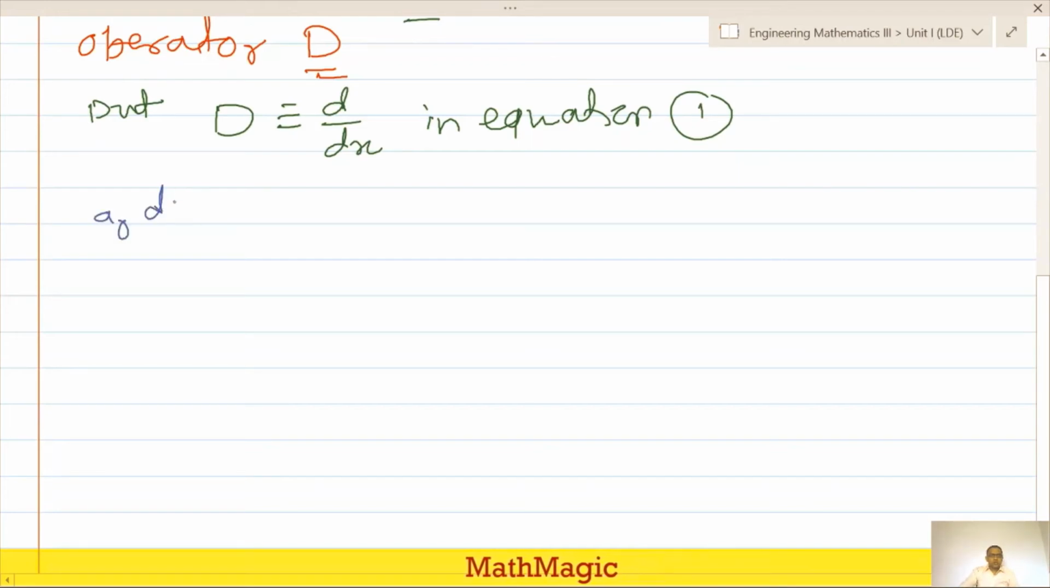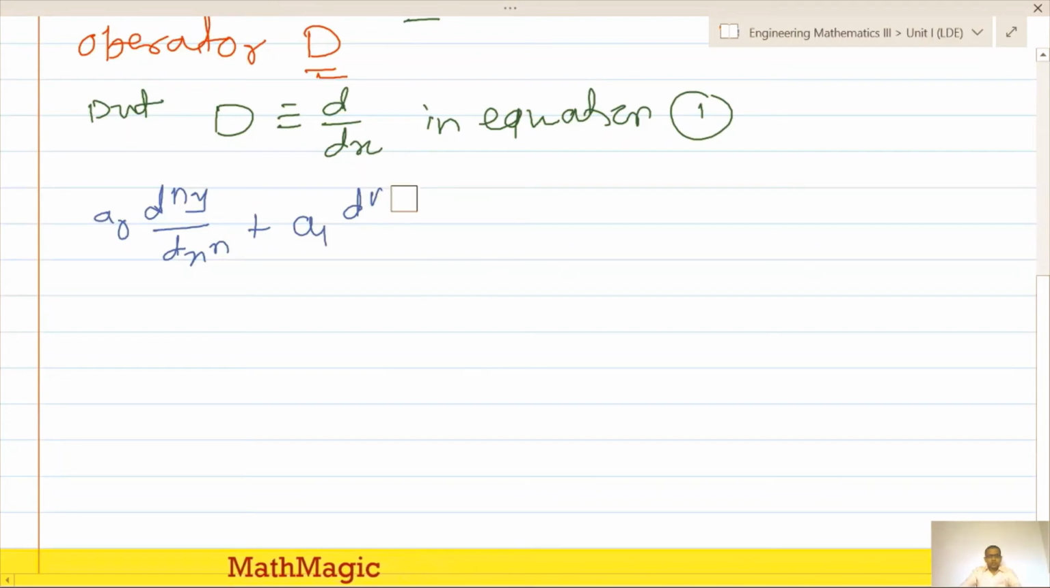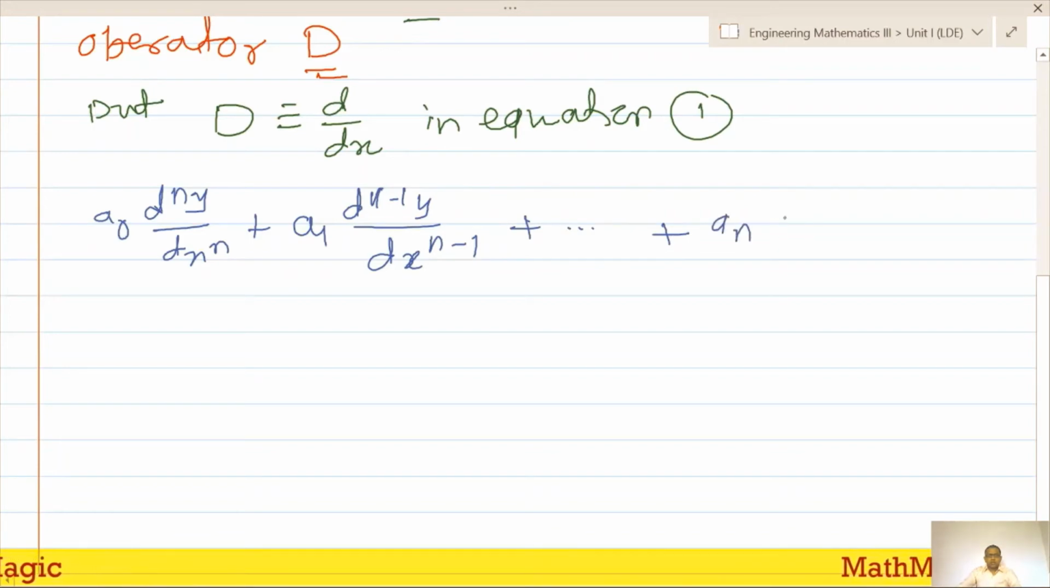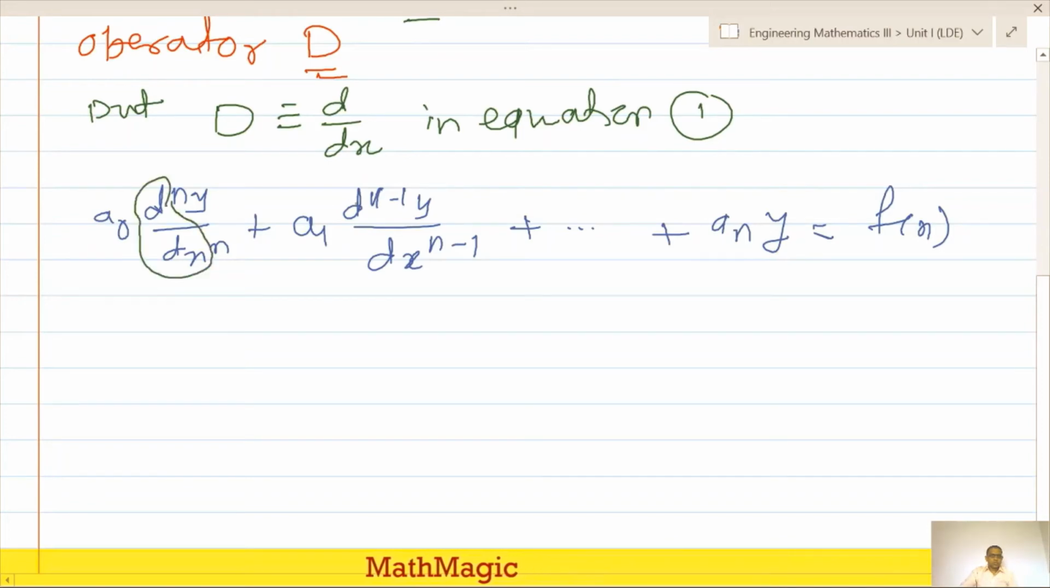a naught d raised to n y by dx raised to n plus a1 d raised to n minus 1 y by dx raised to n minus 1 plus up to an y. This is equal to what? fx. Okay, simply fx. Now what do we have to replace? We have to replace d by dx only. So this is d by dx that we have to replace. Remaining is as it is.